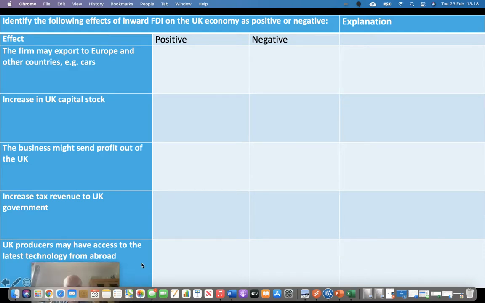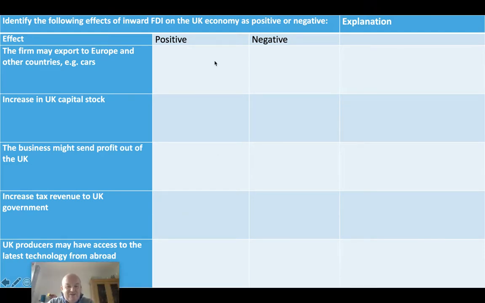Okay, I'm going to move myself again in order to show you what's going on here. A firm may export to Europe and other countries. Let's take a look at this as an example. Would that be a positive or a negative, a firm exporting to Europe and other countries as far as inward FDI into the economy? Well, it's clearly going to be positive in this instance.